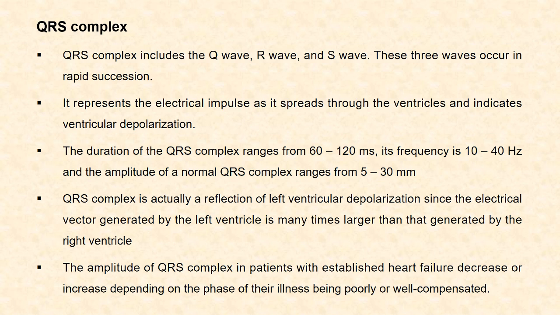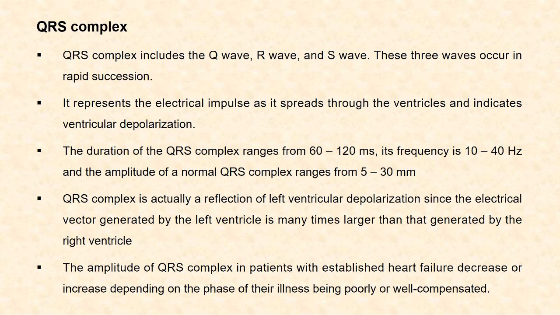Next is the QRS complex. The combination of three waves, Q wave, R wave and S wave, is called QRS complex. These three waves occur in rapid succession and it represents the electrical impulse as it spreads through the ventricles and indicates ventricular depolarization. The duration of the QRS complex ranges from 60 to 120 millisecond. Its frequency is 10 to 40 Hz and the amplitude of this complex ranges from 5 to 30 millimeter.